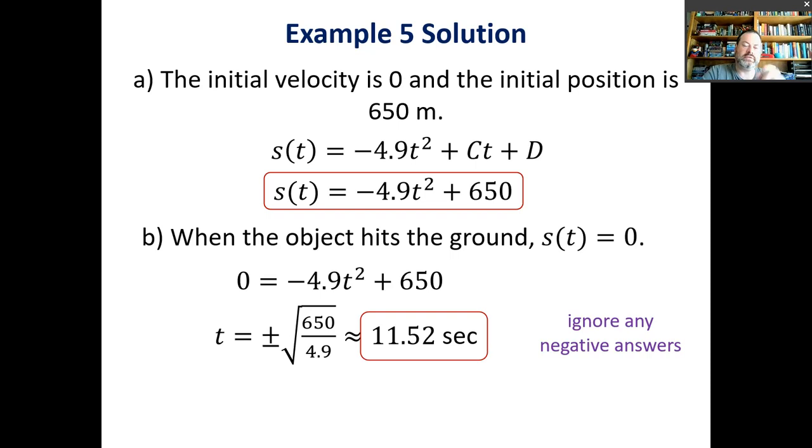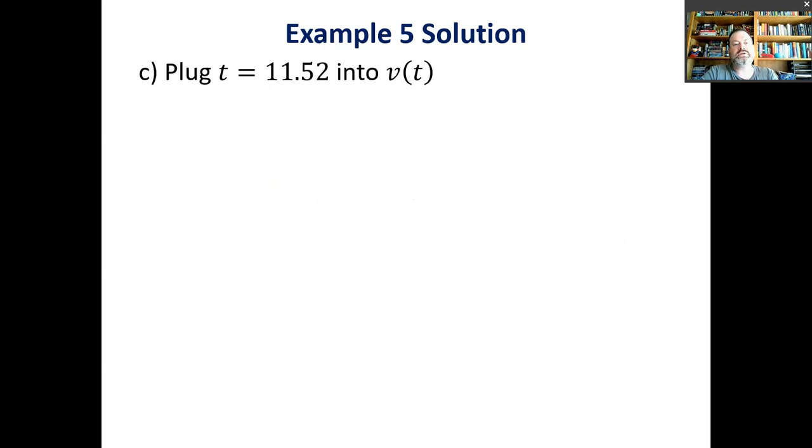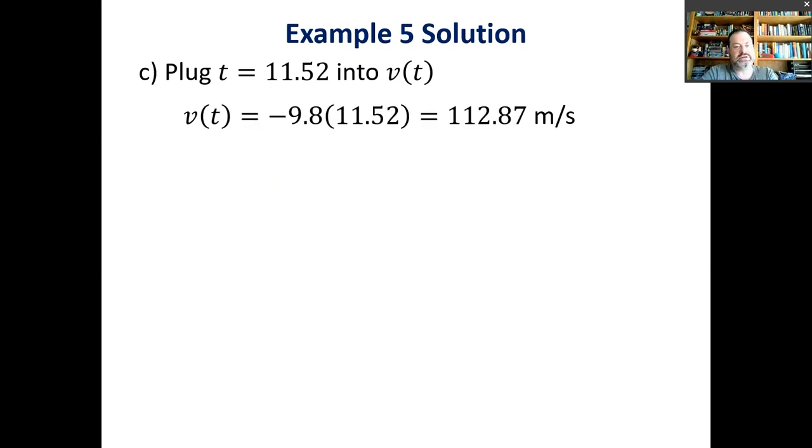So if you're at a 2,000 foot observation tower and you drop a stone, it goes 2,000 feet in 11.5 seconds. That's pretty fast. So this thing is going to be moving pretty fast when it hits the ground. So we take the time it took to hit the bottom and plug it into the velocity equation, right? And you get 112.87 meters per second. Oh, that should be a negative. Sorry, that should be a negative. I'll fix it when I post it. All right, well, that's part C.